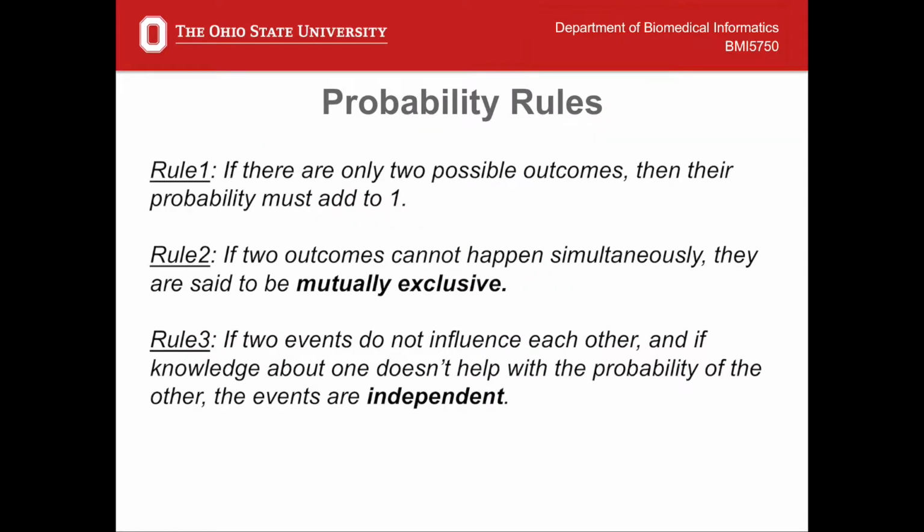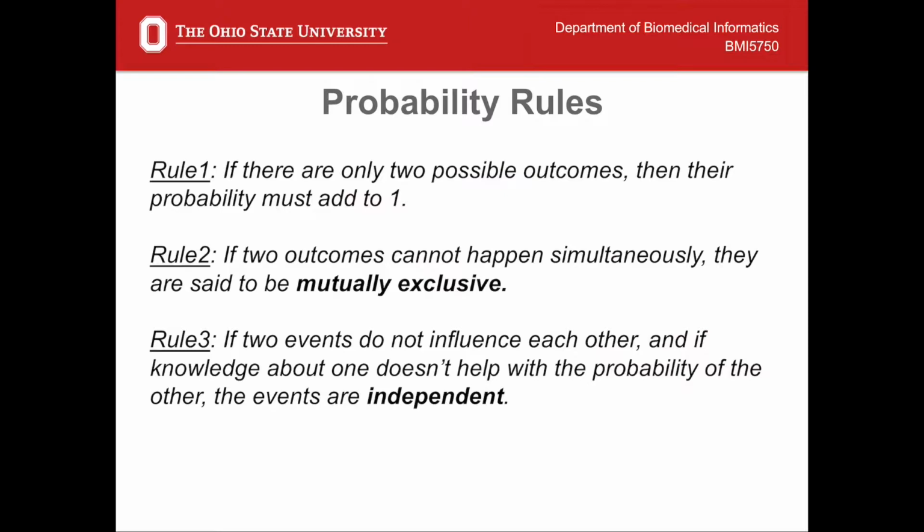There are several probability rules. The first rule is if there are only 2 possible outcomes, then their probabilities must add to 1. For example, if we toss a coin, there are only 2 possible outcomes, heads and tails. So the probability of getting heads and the probability of getting tails sum up to 1.